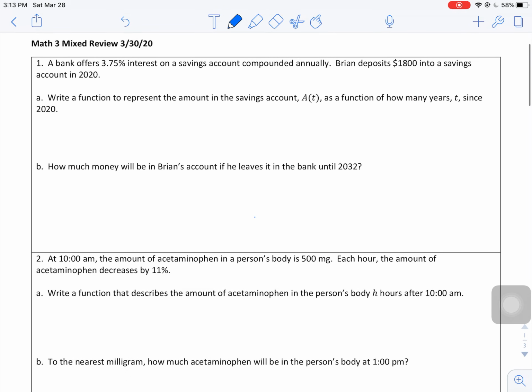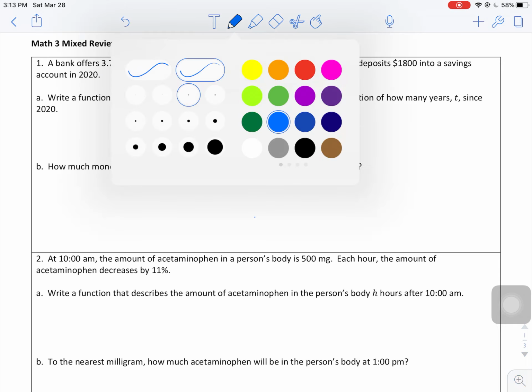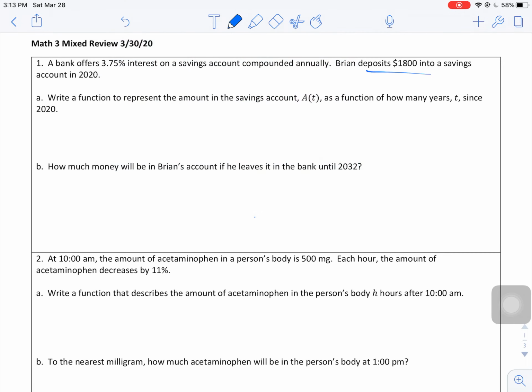So on number 1, we have a bank with a 3.75% interest on a savings account compounded annually. Brian deposits $1,800 into the savings account in 2020. Remember, the percentage, we want to write that as a decimal when we put it into the equation. And we do that by moving the decimal point 2 places to the left. So that's 0.0375 as a decimal.